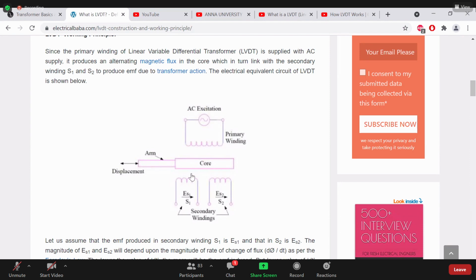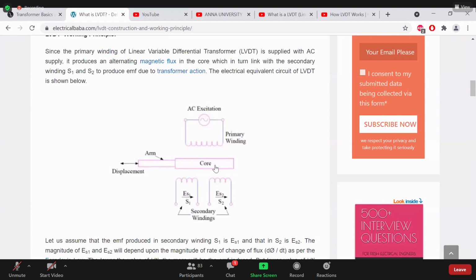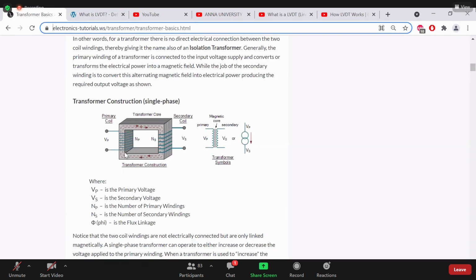And the core you can observe. In a regular transformer we have this type of core, the gray color one. But here we have a rectangular core which lies between the primary and secondary. So depending on the application, we can design transformers in different patterns, and here we have designed the transformer like this. And students, in a regular transformer, the core is not movable. The core is fixed.